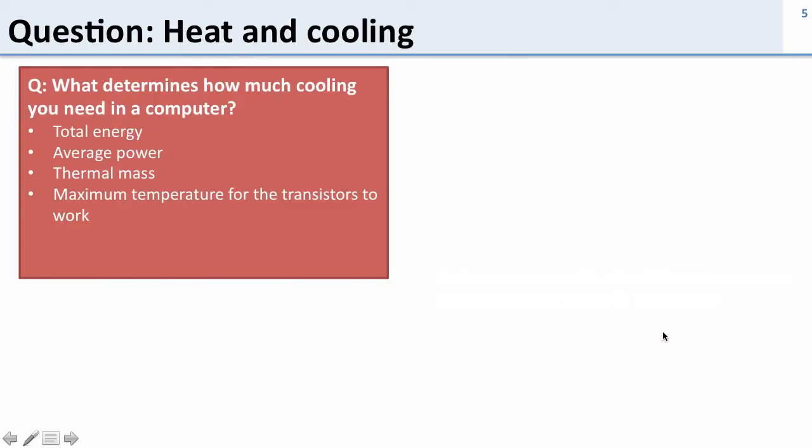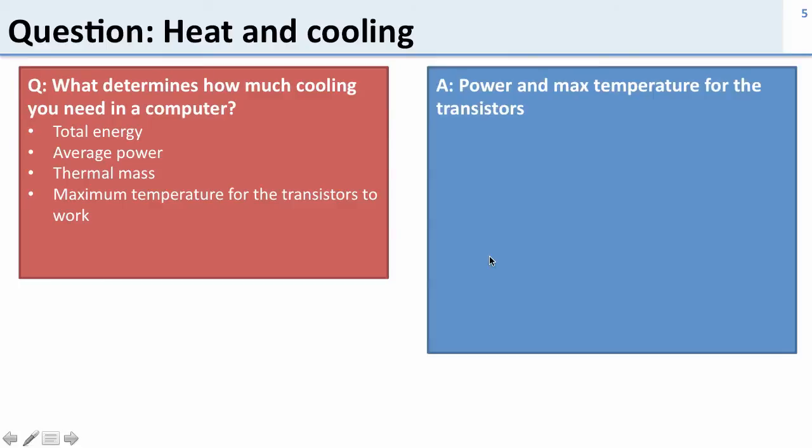All right, how about heating and cooling? What determines how much cooling you need in a computer? Well, the amount of cooling needed is a function of what the power is, so how much power you're putting into the computer, and the maximum temperature for the transistors. Obviously, if the transistors get too hot, they stop working.